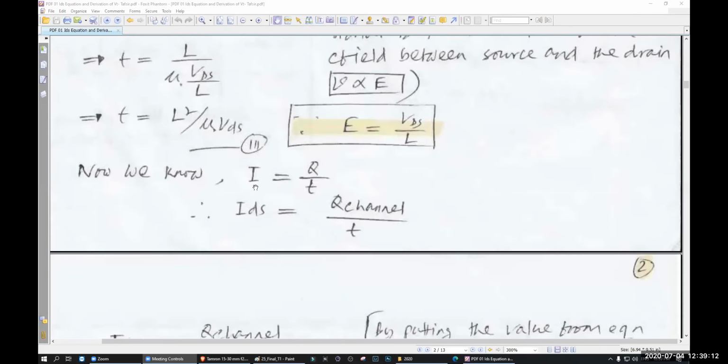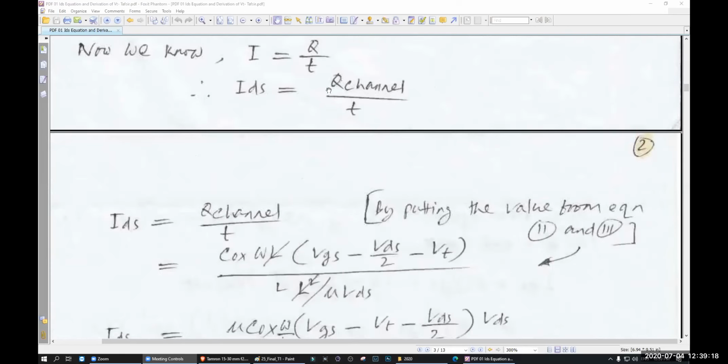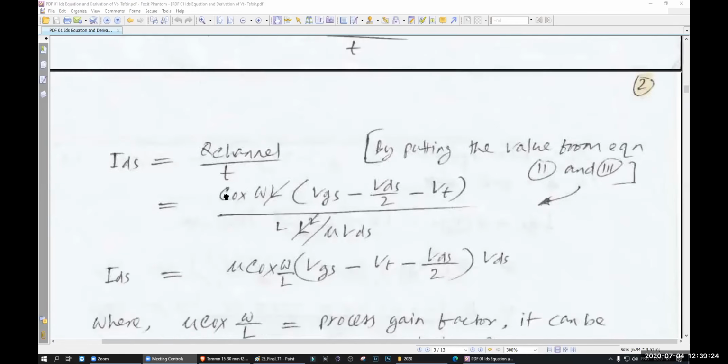Now we know I is equal to Q by T. Q is equal to Q channel, T is this time. So IDS is equal to Q channel divided by T. Q channel is equal to COX WL times VGS minus VDS by 2 minus VT, and T is equal to L square by mu VDS. From there, one L and one L will be gone, so you have one more L because it is L square.